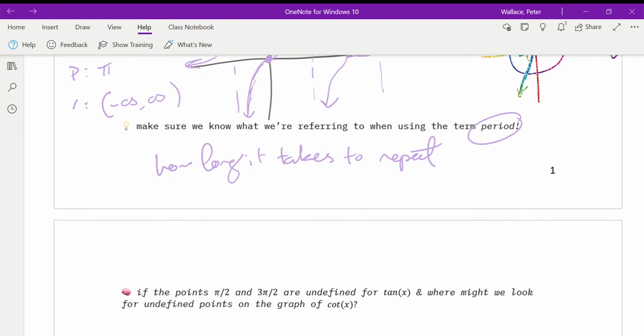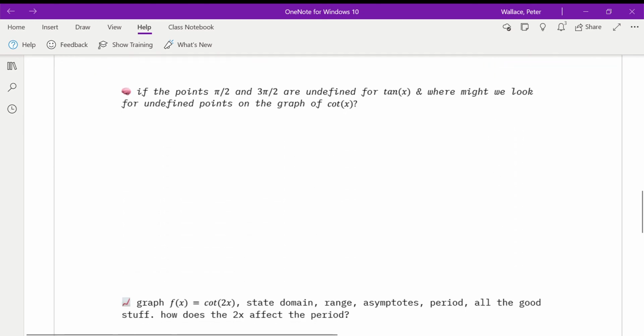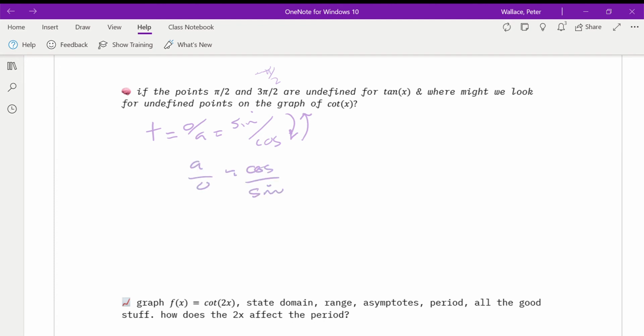So let's move on to cotangent. If the points pi over 2 and 3 pi over 2, or negative pi over 2, are undefined for tangent x, where might we look for undefined points of cotangent x? So if tangent is opposite over adjacent, or sine over cosine, we get to do a switcheroo for cotangent. So it's going to be adjacent over opposite, or cosine over sine.